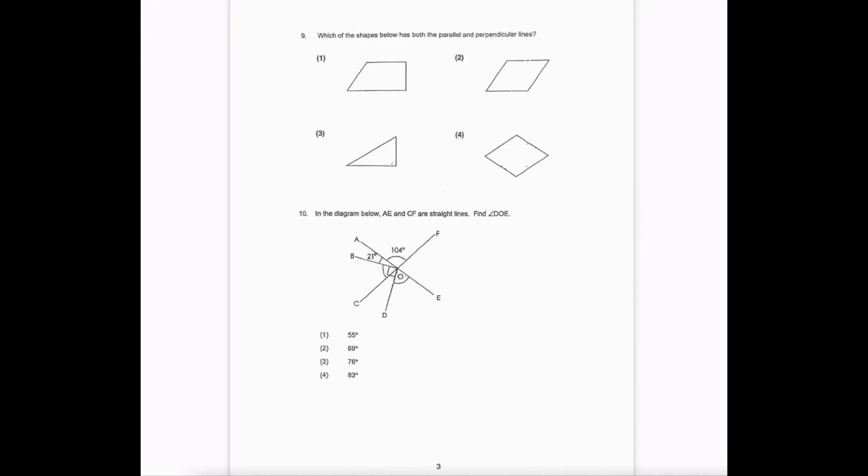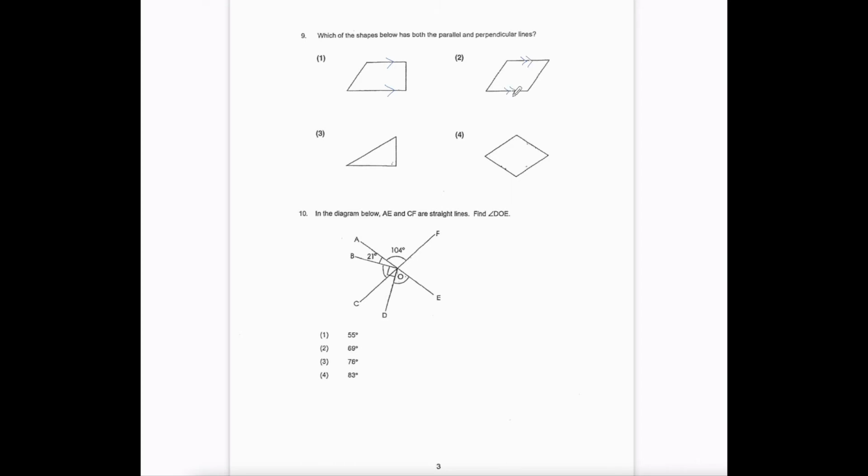Question 9. Which of the shapes below has both the parallel and perpendicular lines? So parallel lines are lines that will never ever meet each other. And an example will be found here. This is a trapezium. So this is a parallel line. Okay, trapeziums have one pair of parallel lines. So this is a parallelogram. So there are 2 pairs of parallel lines.